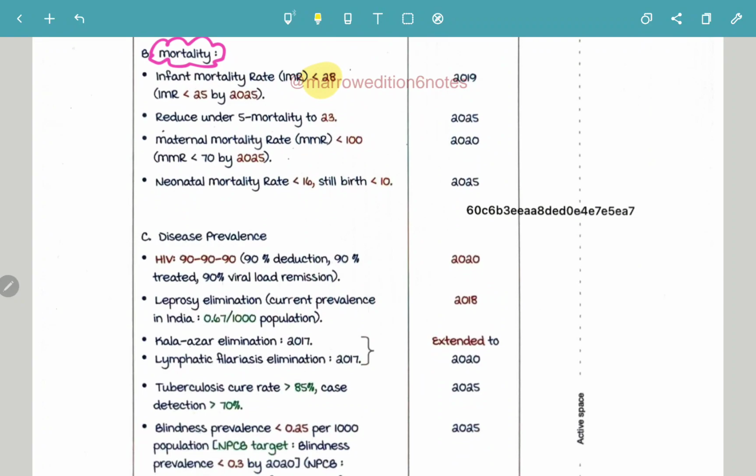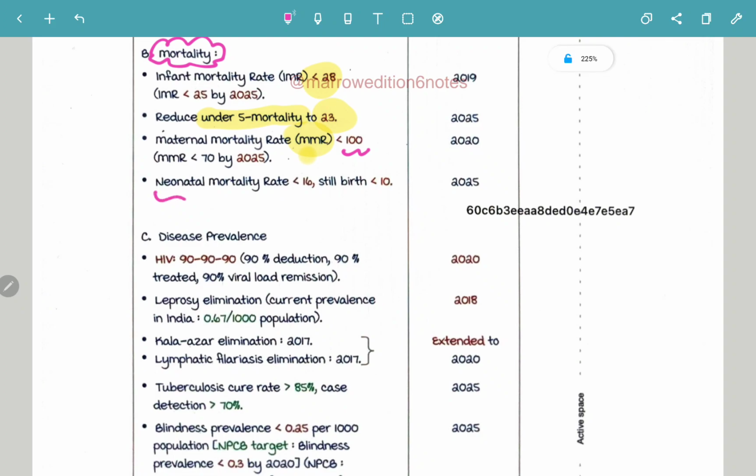The next one is reduction in the under 5 mortality rate to 23 by 2025. Next is the maternal mortality rate, which must be reduced to less than 100, and by 2025 it can be reduced to less than 70.